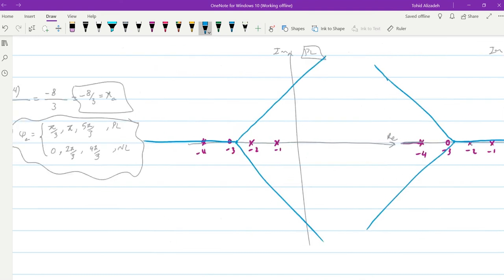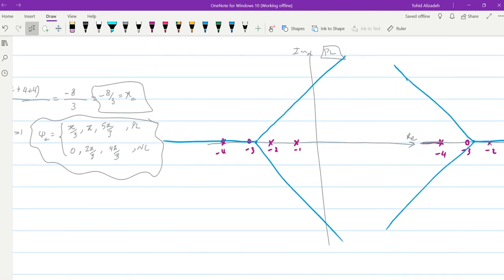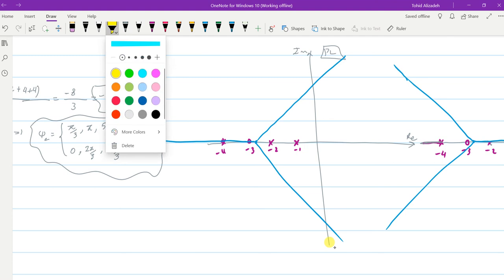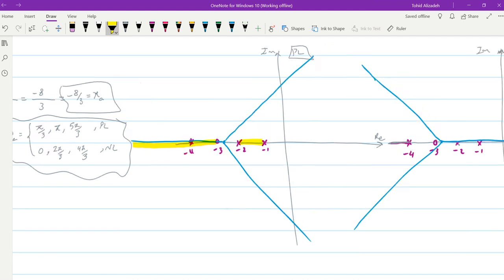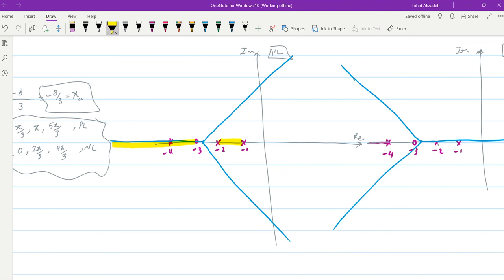These are the asymptotes. The parts of the real axis which belong to the root locus for the positive locus and negative locus will be like the ones that I specify. So this part will belong to the root locus for the positive locus, and also this part belongs to the root locus. You just count the number of poles and zeros to the right side. If that's an odd number, then it belongs to the positive locus. So for this segment, for example, we have 1 pole.